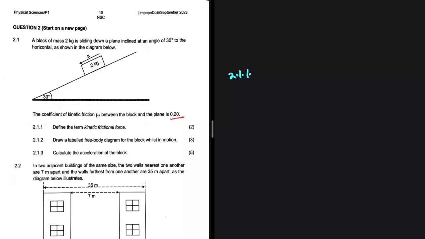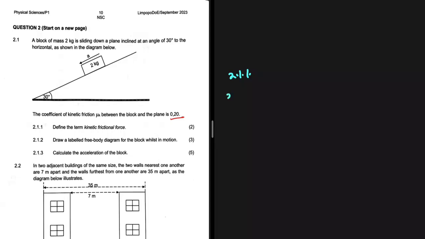I'm waiting. A block of mass 2 kg is sliding down a plane inclined at an angle of 30 degrees to the horizontal, as shown in the diagram below. And then there's a coefficient of kinetic friction between the block and the plane, which is 0.2. Then the first question, 2.1.1, we're supposed to define the term kinetic frictional force. So kinetic frictional force is the force that opposes the motion of a moving object relative to a surface.